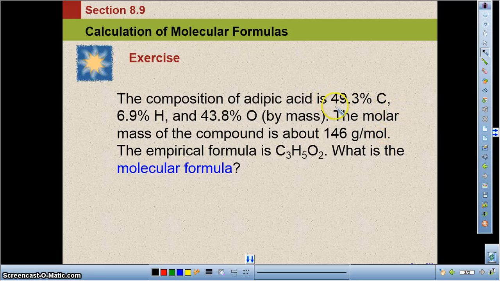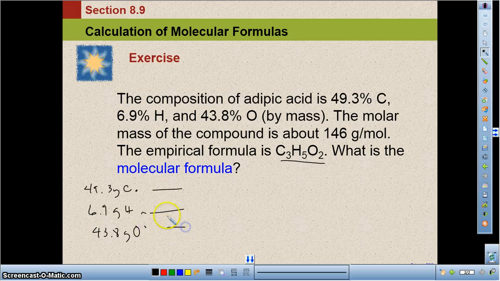This example has everything in it that we would expect to have in a problem that we normally do. So it tells us 49.3% carbon, 6.9% hydrogen, and 43.8% oxygen. If they didn't tell you the empirical formula, you would be expected to calculate the empirical formula from the information that was given, where you would take the 49.3 grams of carbon, the 6.9 grams of hydrogen, the 43.8 grams of oxygen, and change those to moles and calculate your empirical formula, just like we did yesterday in class.